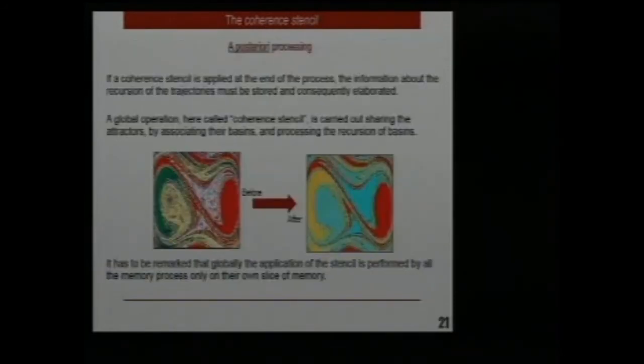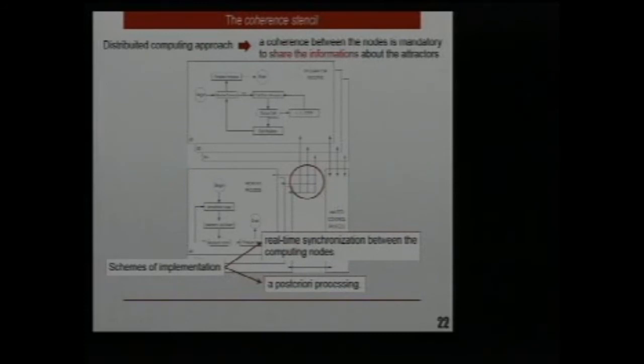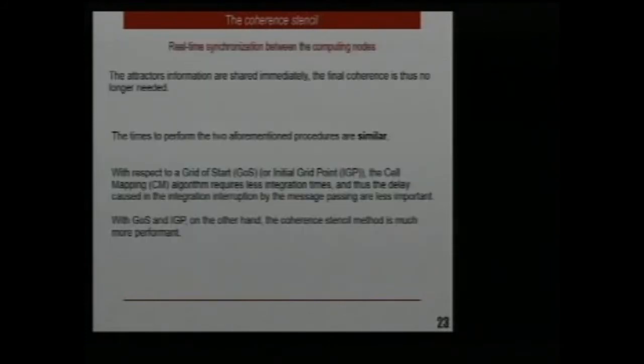And you see, these are the raw data, and when you mix them from the different cores, you get the good result. Okay, the second approach instead, as I told you, is the real-time synchronization between the computing nodes, which means basically, as I told you before, that every time a new attractor is found, stop, inform the others, and restart from that point.